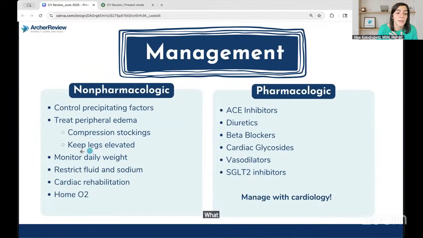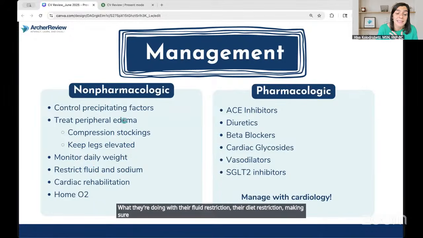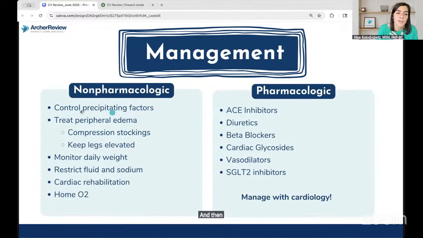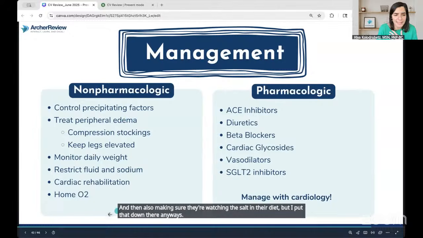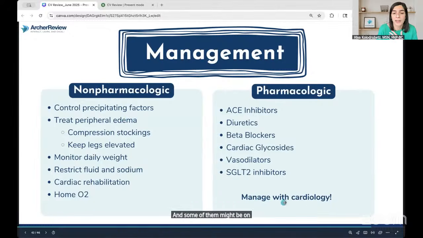What they're doing with their fluid restriction, their diet restriction, making sure they're active, they're moving, wearing compression stockings to get that fluid back up, and also elevating their legs when they are sitting down, and then also making sure they're watching the salt in their diet. But I put that down there anyways. And some of them might be on home oxygen.